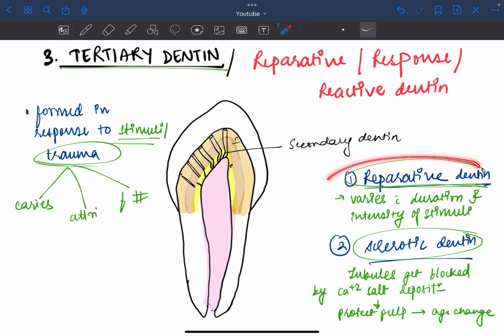The reparative dentin is formed dependent on the duration and intensity of stimuli. For example, the caries formation has begun in the tooth. So in response to this caries action, this stimuli, a reparative dentin layer will start forming around the pulp to protect the pulp from any kind of seepage of bacteria or percolation of fluids into the pulp. So that's how the reparative dentin is formed.